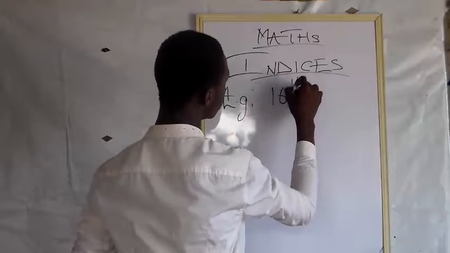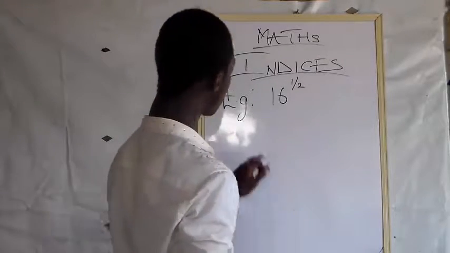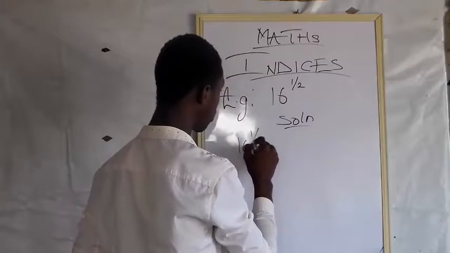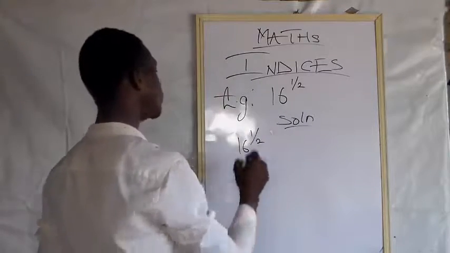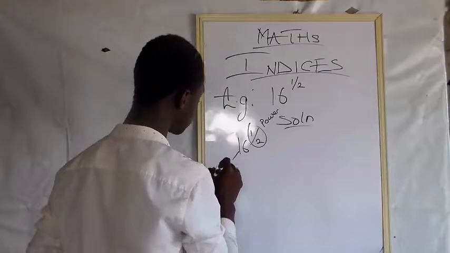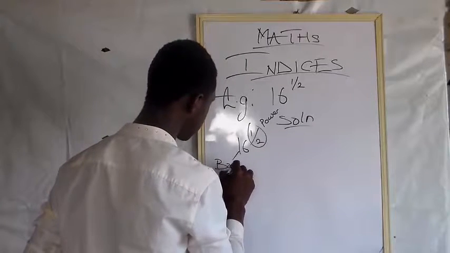Now we have an example: 16 raised to the power 1 all over 2. Now remember, bring down the equation: 16 raised to the power 1 all over 2. Remember, this is your power and this is your base.